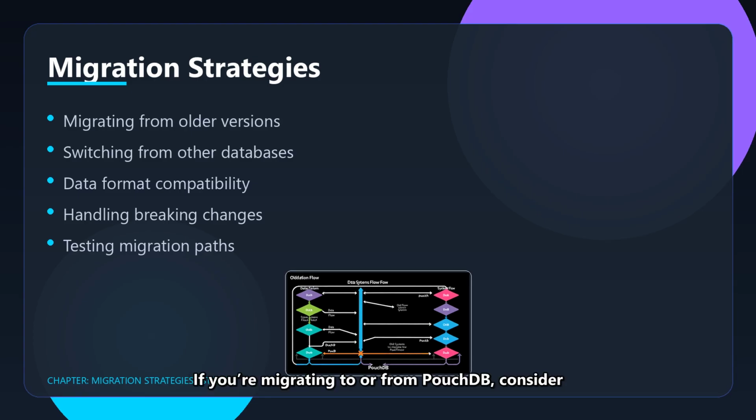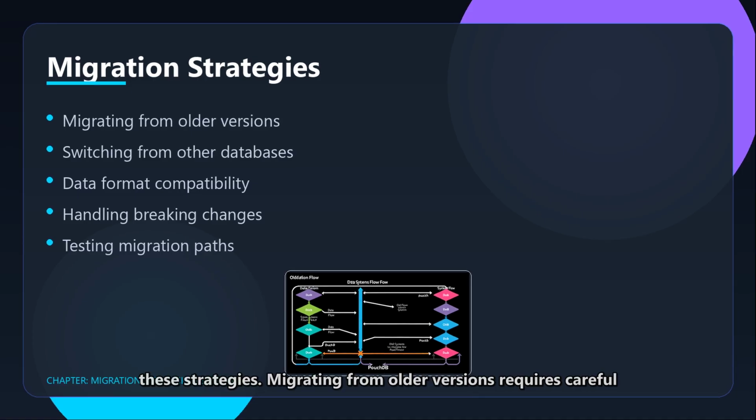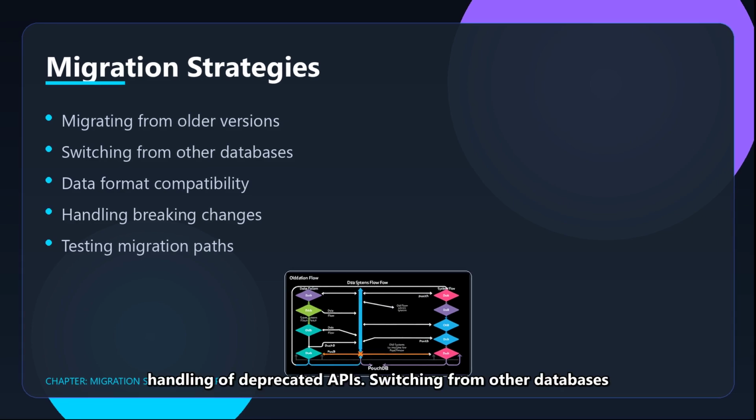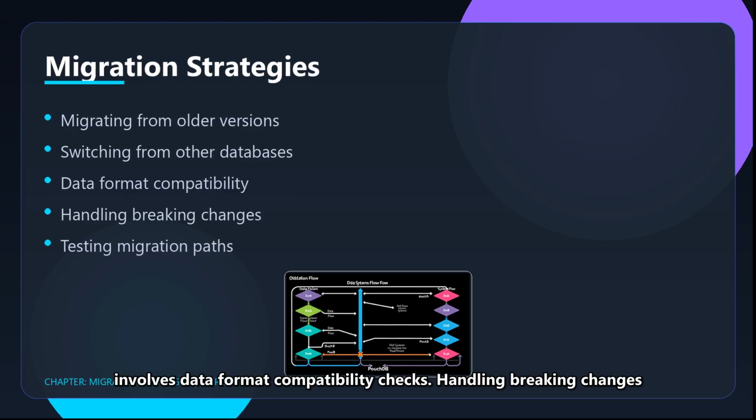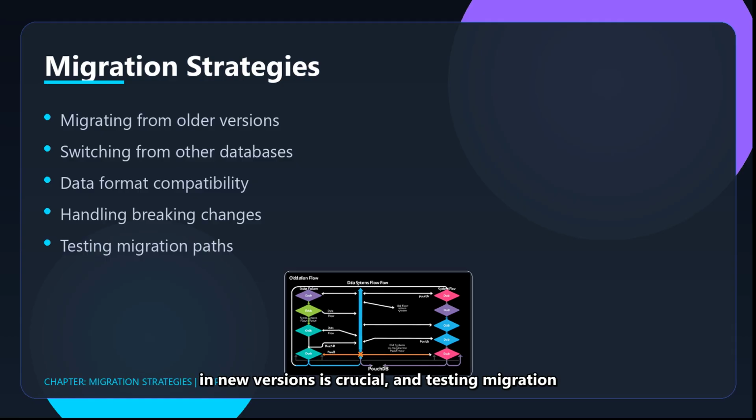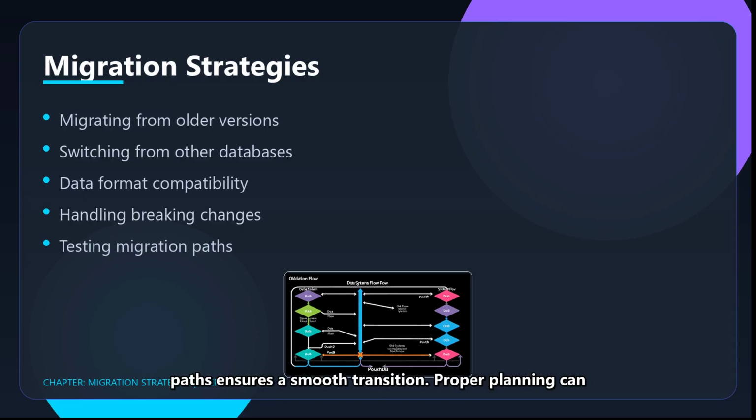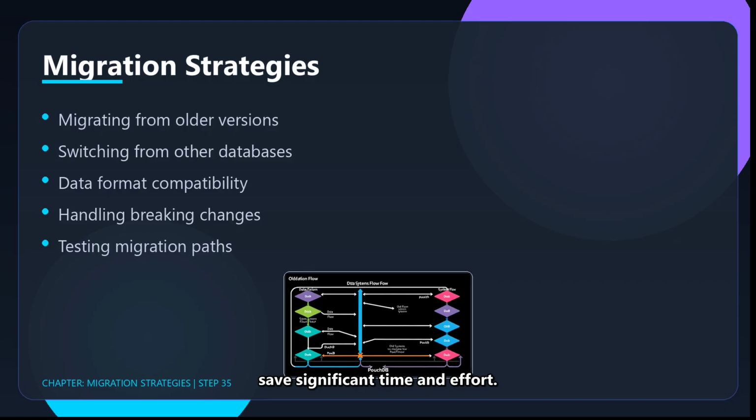If you're migrating to or from PouchDB, consider these strategies. Migrating from older versions requires careful handling of deprecated APIs. Switching from other databases involves data format compatibility checks. Handling breaking changes in new versions is crucial, and testing migration paths ensures a smooth transition. Proper planning can save significant time and effort.